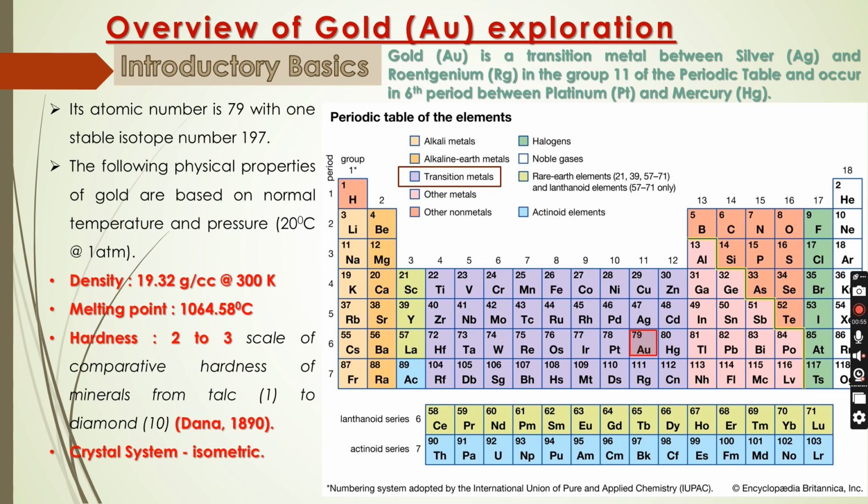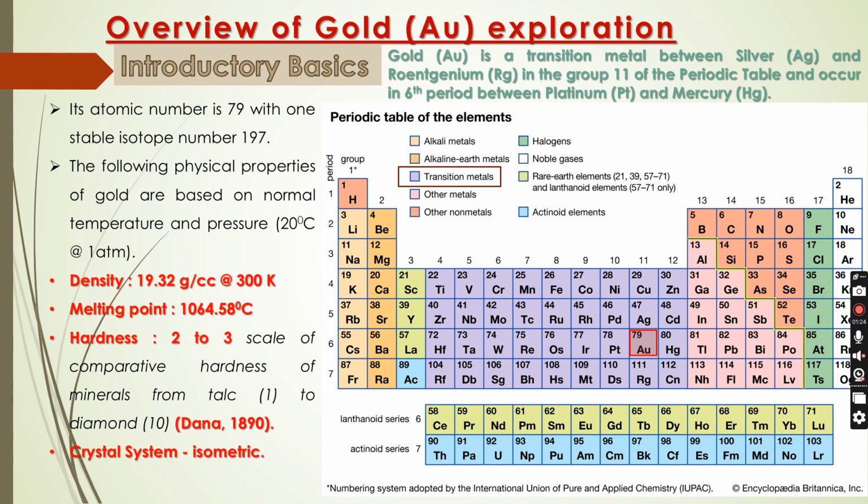It is one of the most stable isotopes, and often occurs in the native state. In the native state, its stable isotope number is 197, and its physical properties at normal pressure and temperature are mostly characterized by gold being a slightly dense element with 19.32 grams per cc.